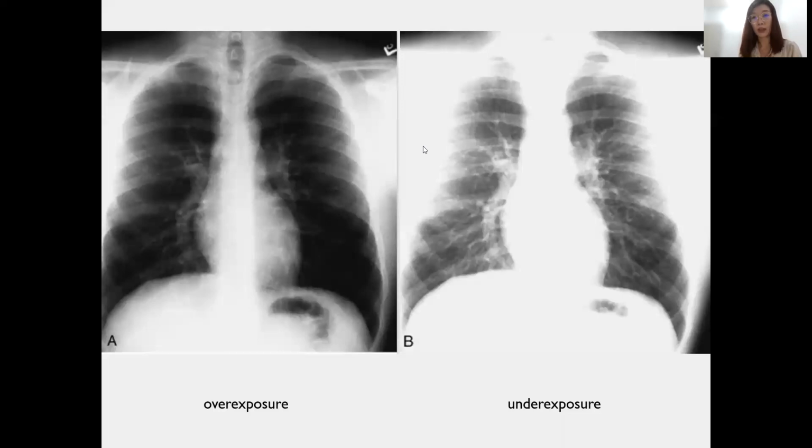So next we have to assess the X-ray for whether it's good exposure, overexposure or underexposure. These are examples showing overexposure, where you can see the lung field is very dark. From here we might miss some lesions. Then the other one, underexposure, will be very bright. We also might miss some lesions hiding at the periphery of the view.